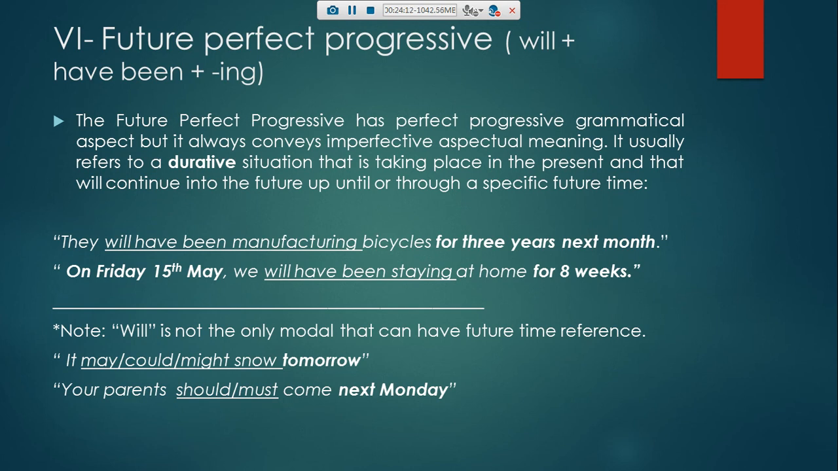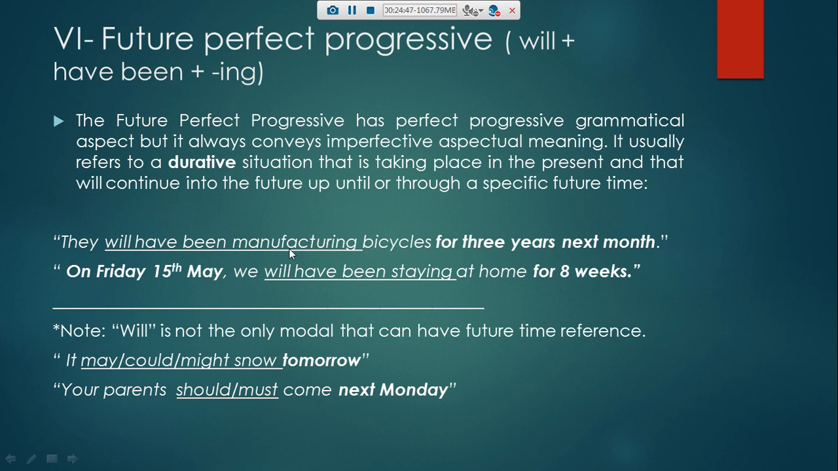What about the future perfect progressive, will plus have been plus -ing? The future perfect progressive has, of course, perfect progressive grammatical aspect, but it always conveys imperfective aspectual meaning. It usually refers to a durative situation that is taking place in the present and that will continue into the future up until or through a specific future time. They will have been manufacturing bicycles for 3 years next month.